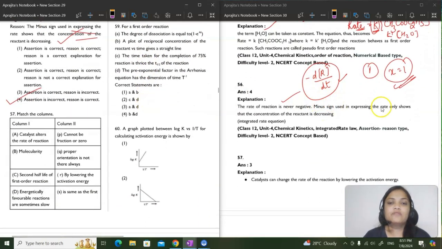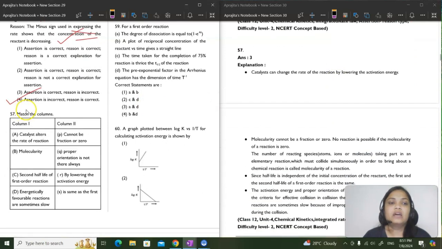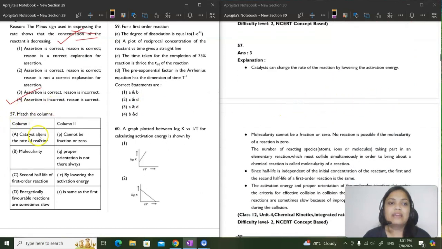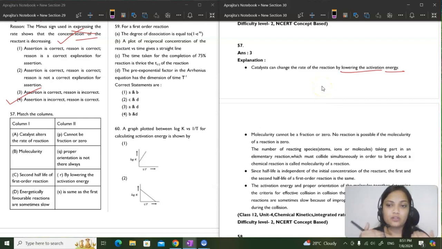Next, question number 57. Okay, we have to match the column. Catalyst alters the rate of reaction. Yes, catalysts are the ones that change the rate of reaction. How do they change it? They will not participate in the reaction, but they will lower the activation energy. If the activation energy of the reaction is lowered, the collision frequency will increase and the rate of the reaction will increase. So for A it's R.